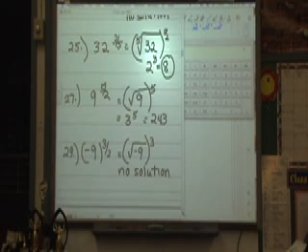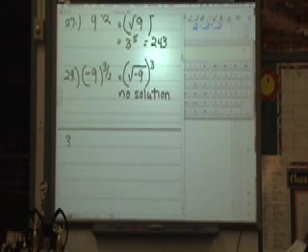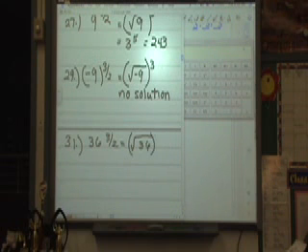And 31. 36 to the 3/2 power. That's the square root of 36 taken to the 3rd power. Square root of 36 is 6. 6 to the 3rd power is 216.